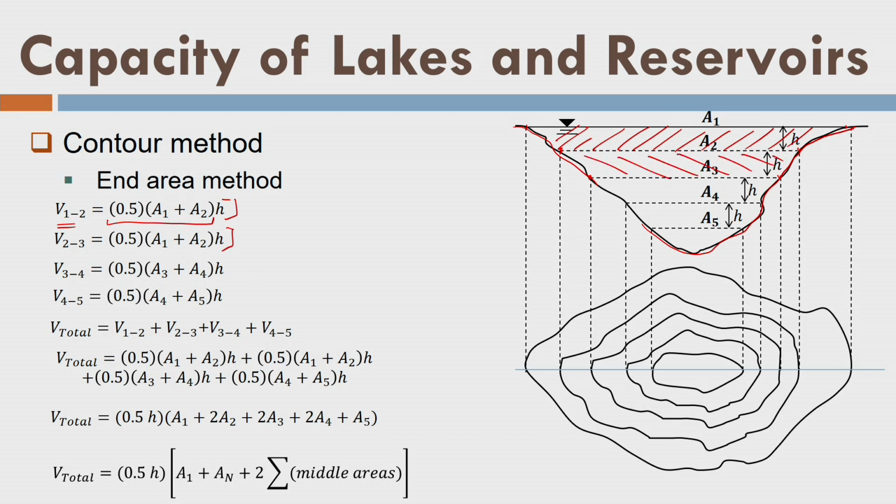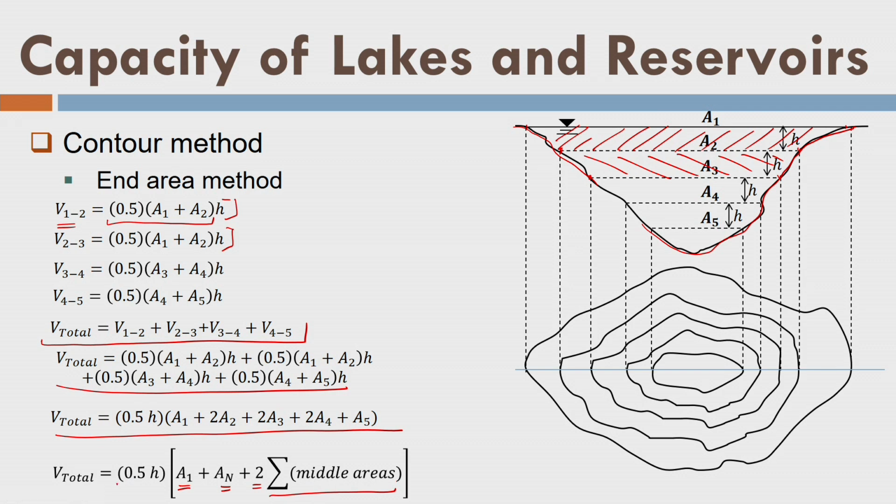I will repeat this process, and finally, I will add all the values here, and so we got this formula. And now, if you make it total here, this formula will come, and there we write the first area and nth area plus 2 times all the middle areas into 0.5 times h. H is, let us say, the contour interval or the vertical interval of this method. Fine, that is my end area method.